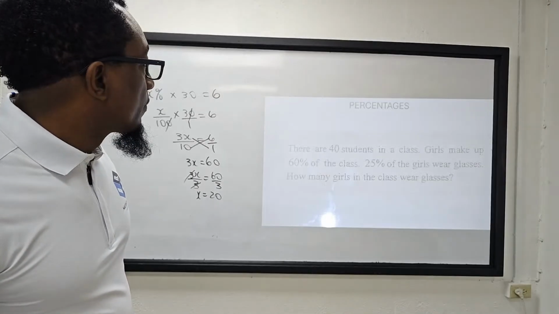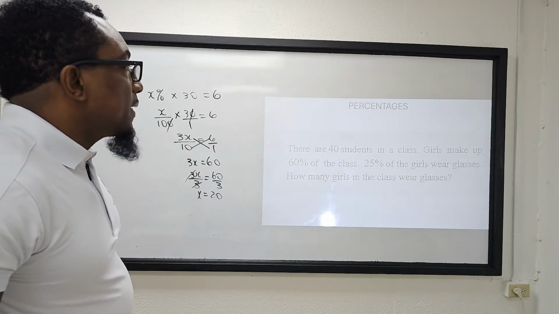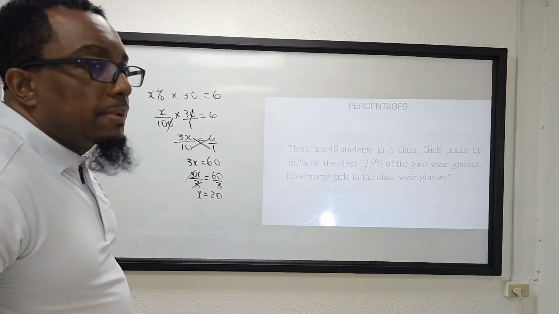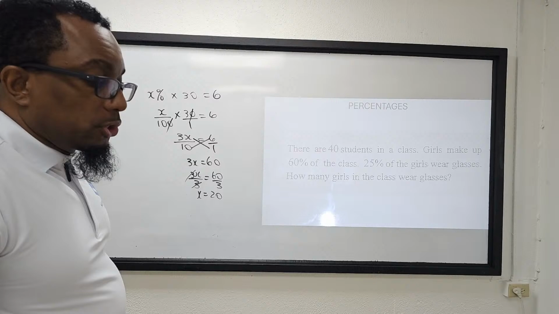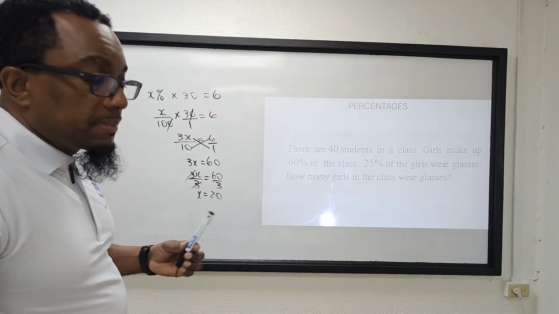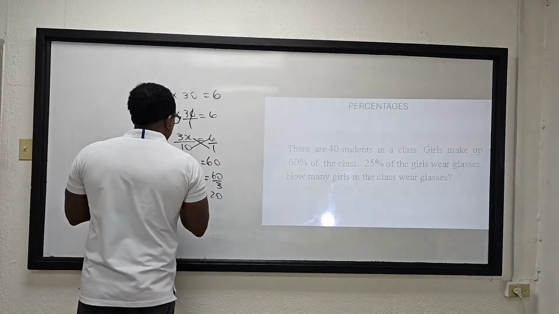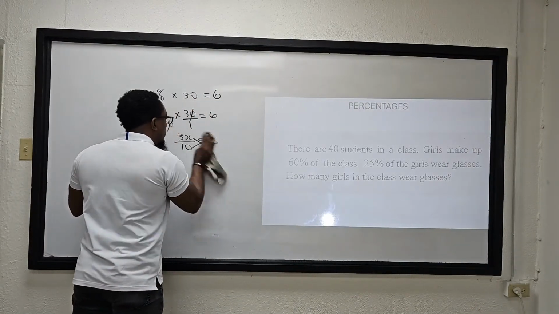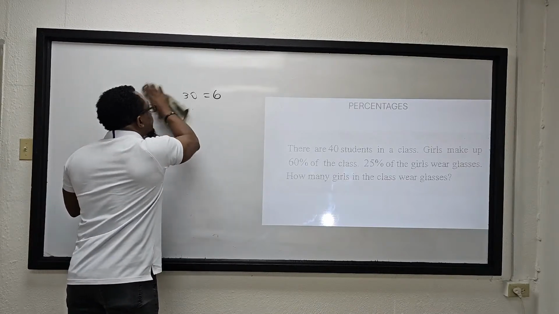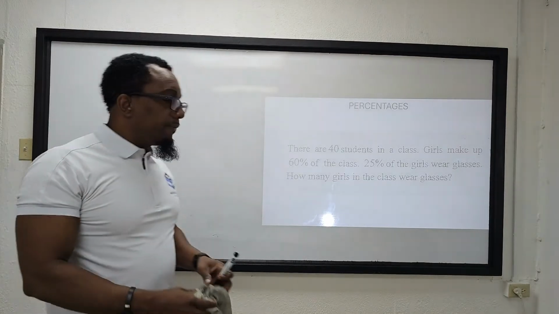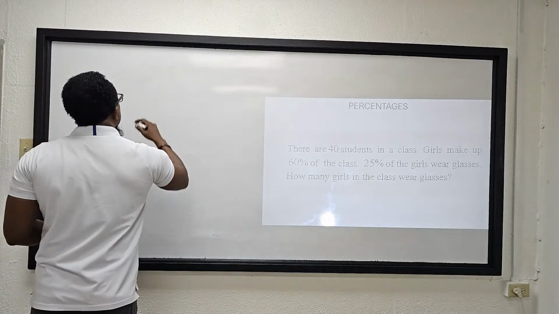There are 40 students in a class. Girls make up 60% of the class, 25% of the girls wear glasses. How many girls in the class wear glasses? Again, another multiple choice question. Again, sometimes you see questions like this in the structure. So we have students in a class, girls make up 60% of the class. So let's determine how many girls.